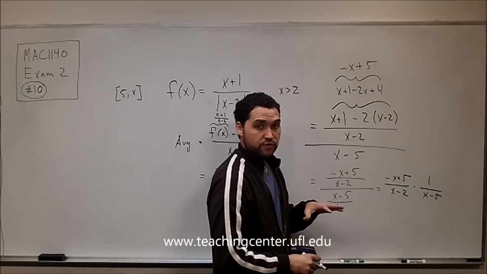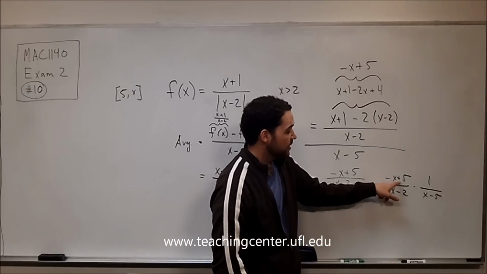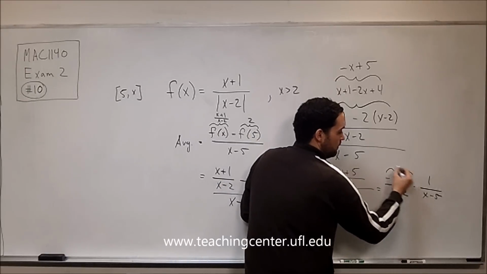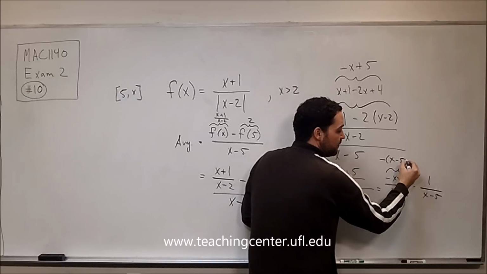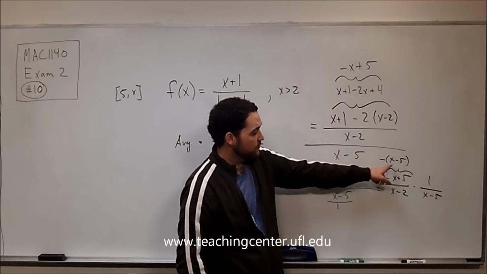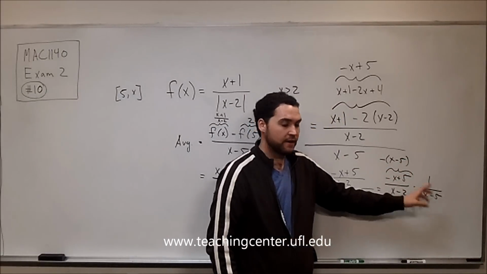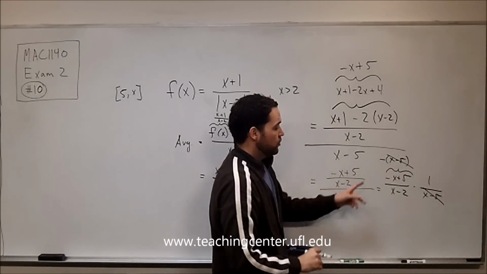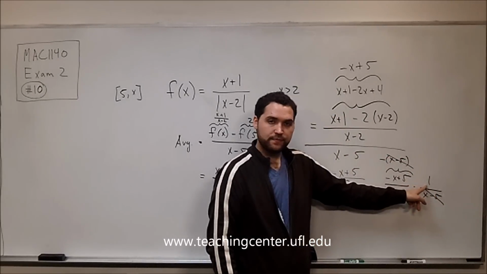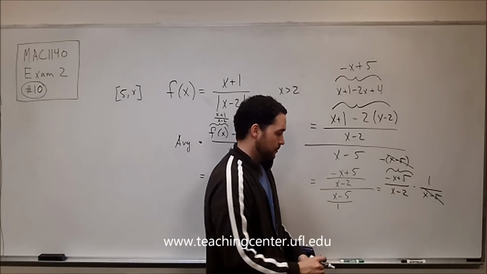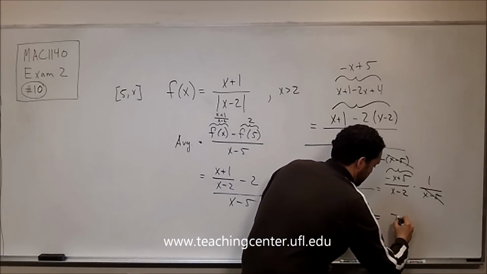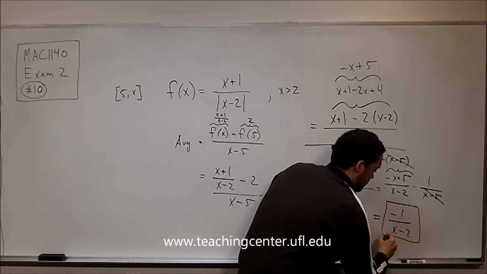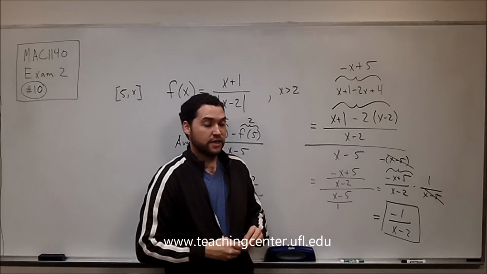Now we're almost done, because if we factor a negative out of this guy, then this term becomes negative x minus 5. Just all the signs change. But now you have an x minus 5 on top and an x minus 5 on the bottom, and they cancel out perfectly. So this goes away, and that goes away. So really we're just left with a negative 1 up top and an x minus 2 on the bottom. And that would be your average rate of change fully simplified.